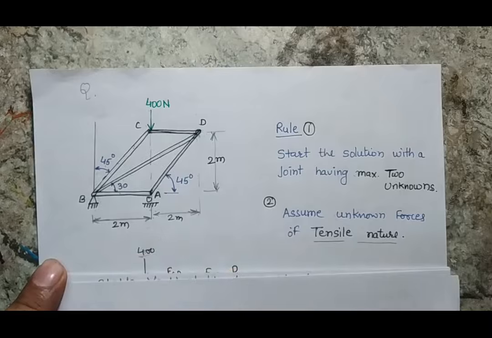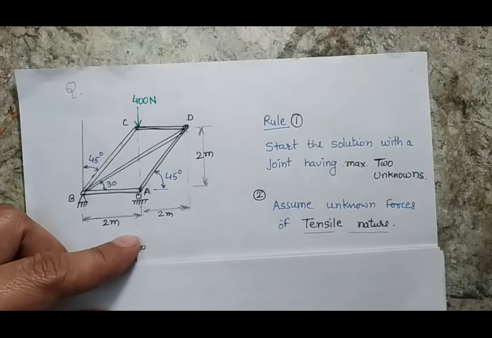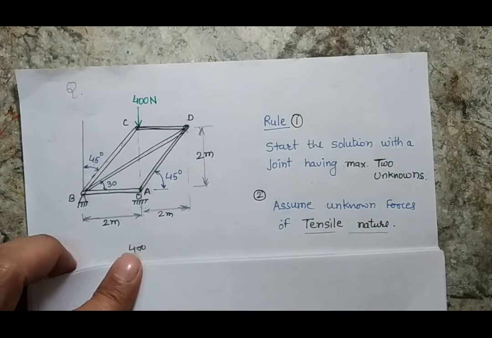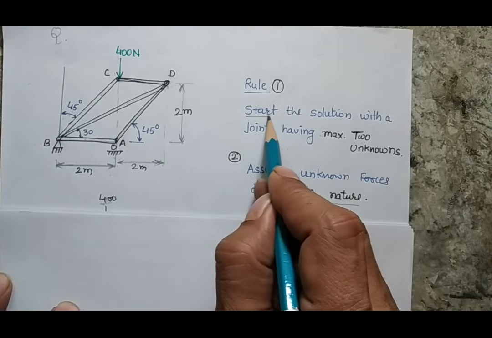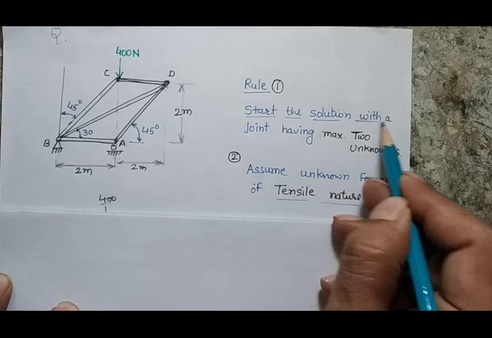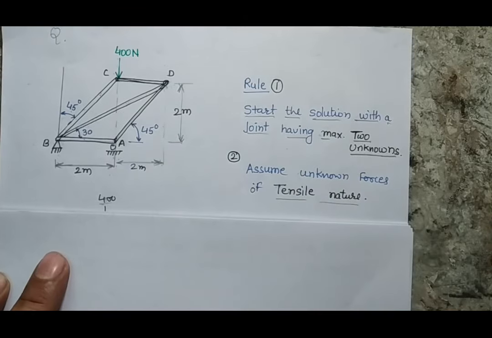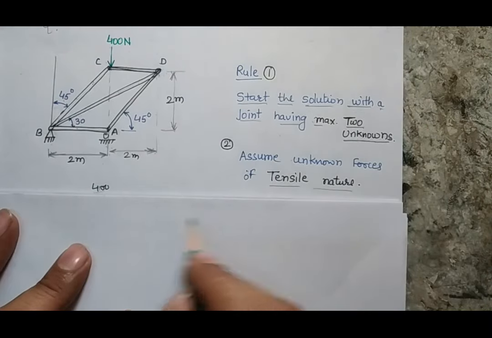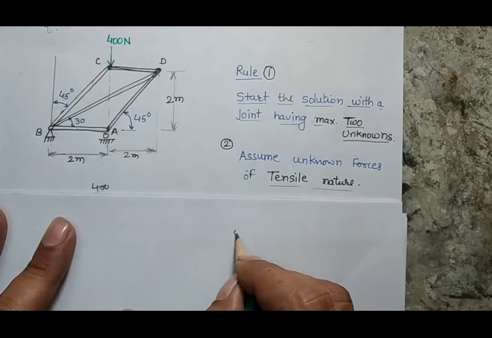Now before I solve the problem, as I have already explained, the forces may be of tensile nature or compressive nature, but to solve the problem, let's fix some rules. My first rule, and this is a very essential condition, is that I can solve the problem only if I consider a joint with maximum 2 unknowns. Why do I have to consider 2 unknowns? Let me explain that ultimately what we are going to do is make the free body diagram of an individual point.